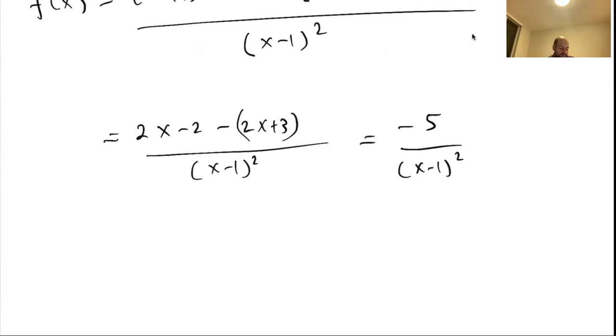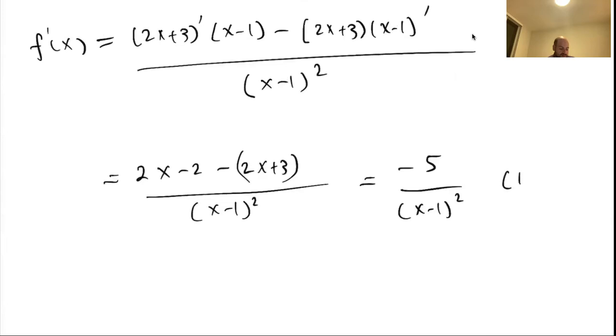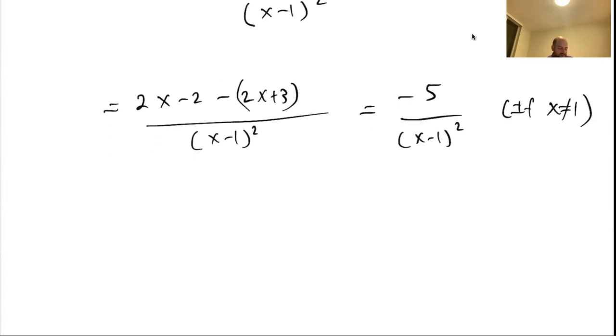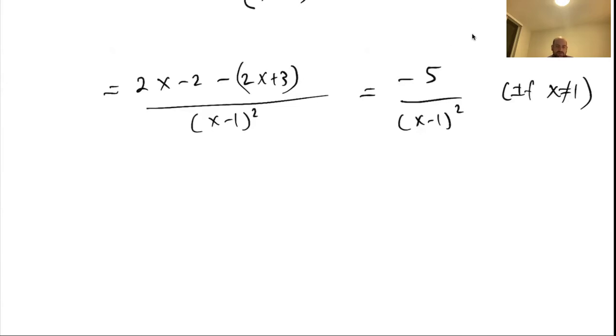Of course, this is true for x not equal to 1, because x equals 1 is not even in the domain of the original function. So of course it's not in the domain of f prime either. So x equals 1 is not a zero of f prime, but a zero of the denominator. Even zeros of denominators are important, because the function may change sign at those points.